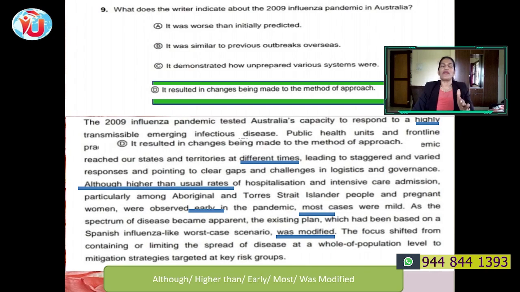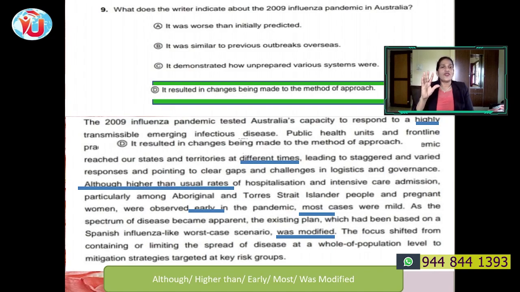So now what has happened is the focus has shifted from containing or limiting the spread of disease at a whole of population level to mitigation strategies targeted. So the modification in the approach is this. What is the approach here? The approach is that they were containing and limiting the spread before. Now they have changed into mitigation strategies which will target the key risk groups. That is the answer.